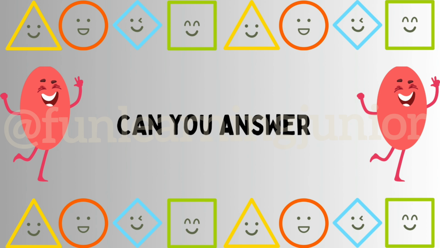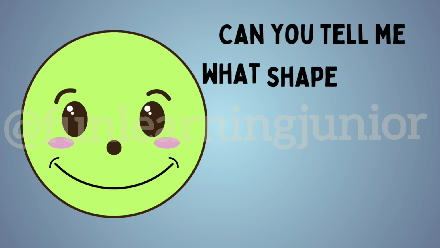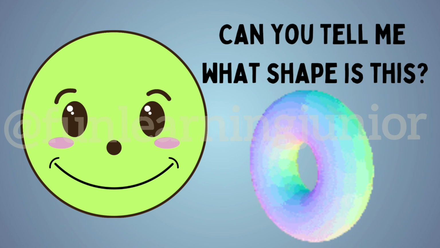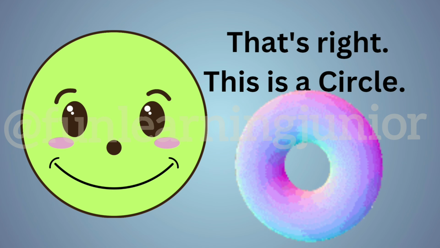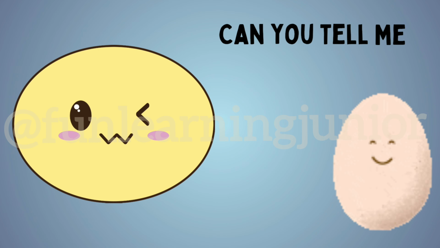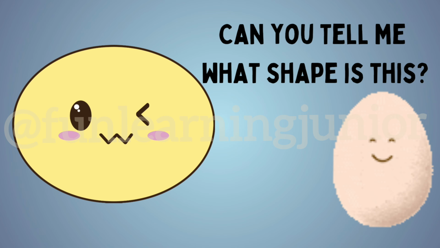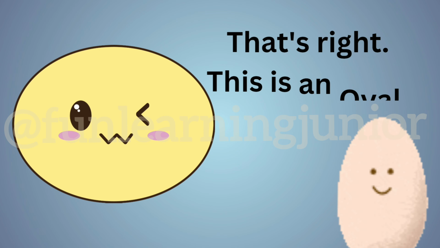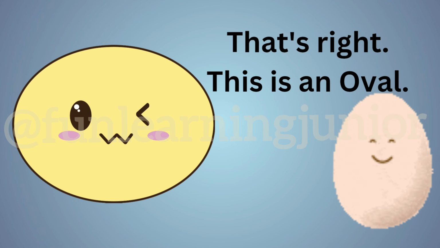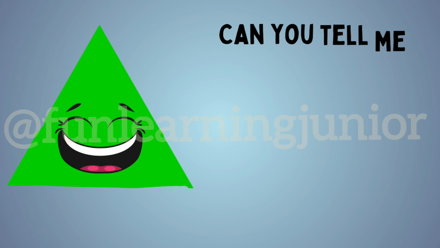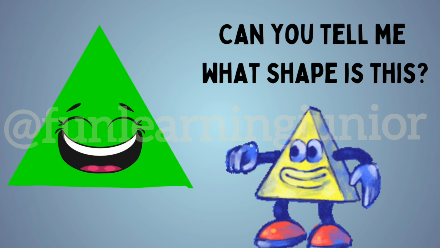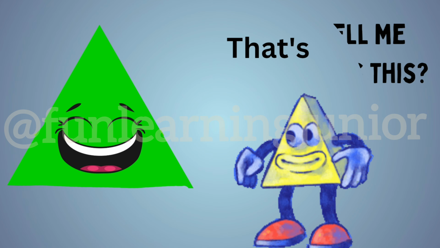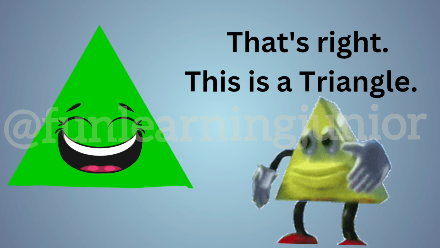Can you answer? Can you tell me what shape is this? That's right, this is a circle. Can you tell me what shape is this? That's right, this is an oval. Can you tell me what shape is this? That's right, this is a triangle.